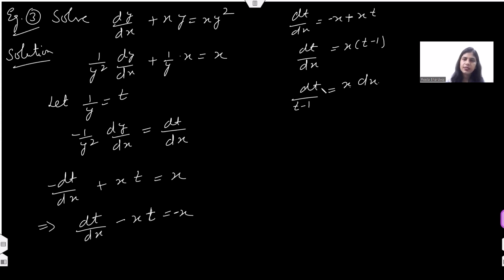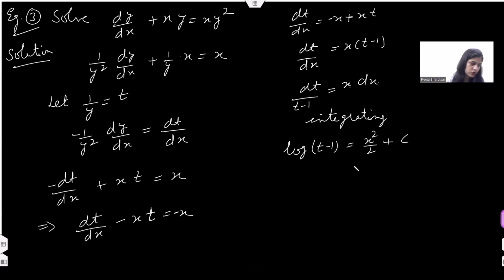Now the variables are separated. On the left hand side we are getting all t and dt, and on the right hand side we are getting x and dx. Now doing the integration on both sides, we get log of t minus 1 on one side, and x raised to power 2 by 2 plus a constant of integration on the other. Now we can put our t back.